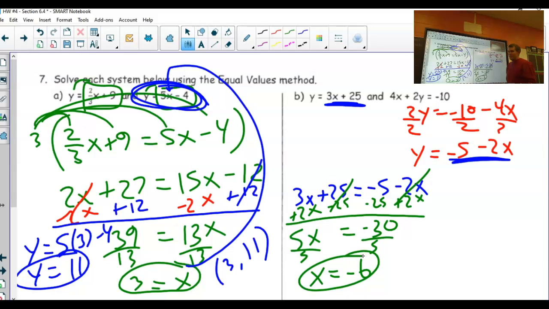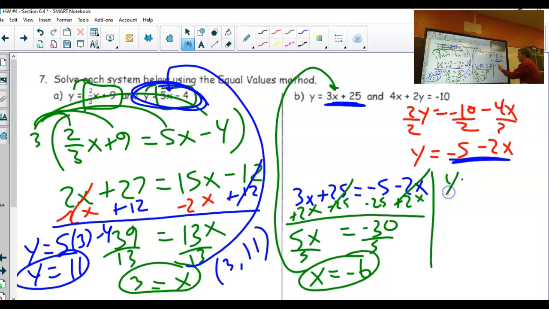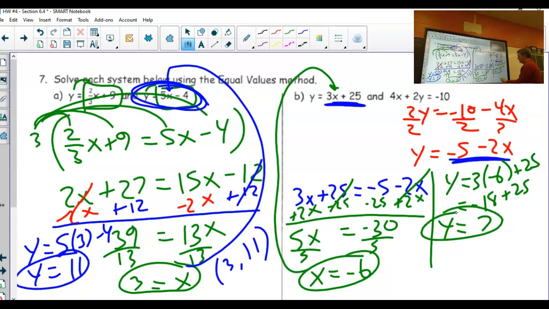So that's half of my answer, right? And I need to take that and put it back in up here for x to get the other half. So y would equal 3 times negative 6 plus 25. That'd be negative 18 plus 25. That would be 7. Y equals 7. So my ordered pair is negative 6, 7.